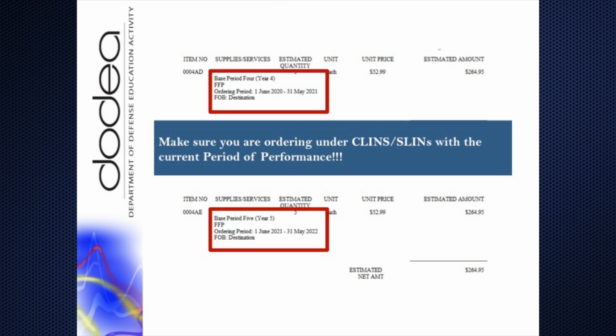Just keep in mind, you need to keep the ordering period in mind. Do not select a CLIN with an outdated ordering period or with an order period that has not happened yet. So if you are in 2017, you do not need to be using CLIN 0004AD because the ordering period begins on the 1st of June 2020. Just keep that in mind.